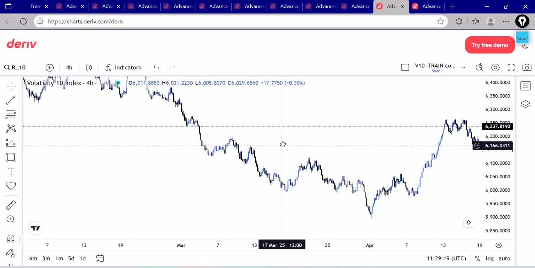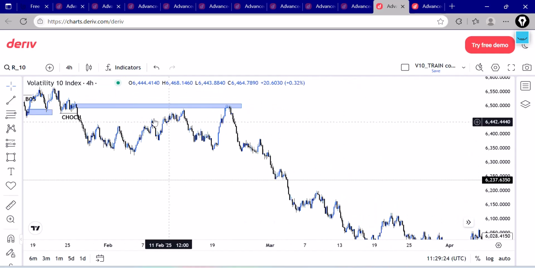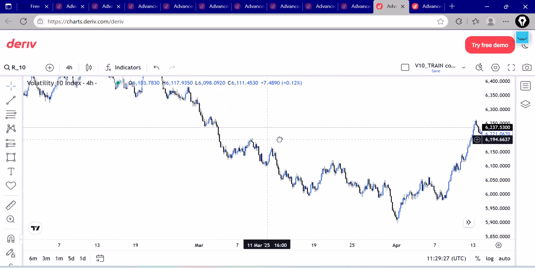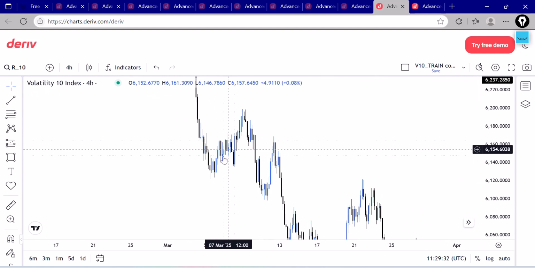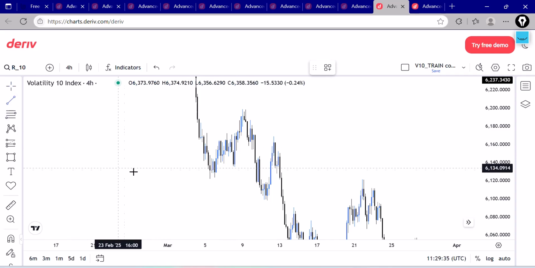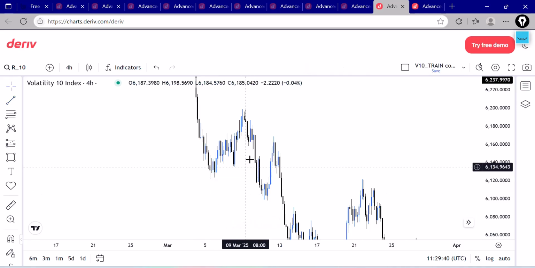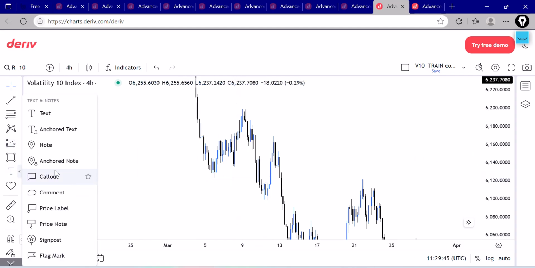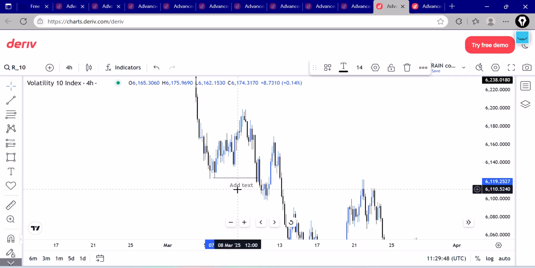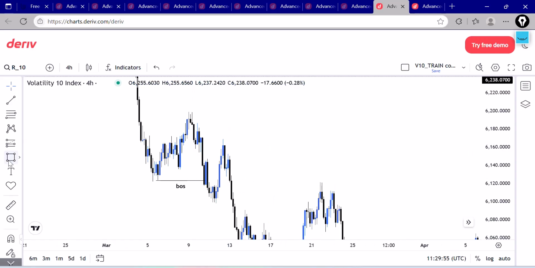So let's look for another supply zone. Remember, we are following the direction of the trend. So we see another one here. What do we see here? Now here there was a break of structure to the downside. Yep, a break of structure to the downside. Now this is the point where that impulsive move happened.